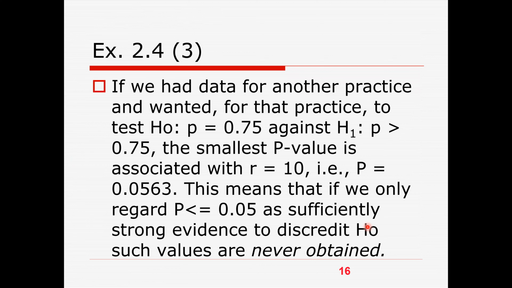Now, suppose we have data for another practice. We want to test for that practice if the chance for a person to require the treatment is larger than 75%. So the null hypothesis is p equals 0.75, and the alternative is p is larger than 0.75. So this is a one-sided test.